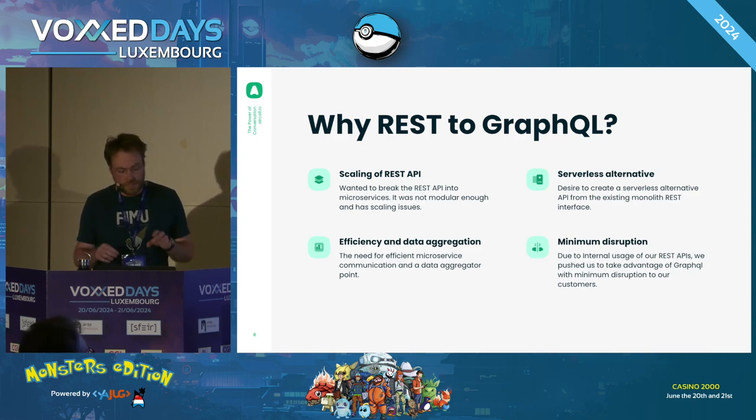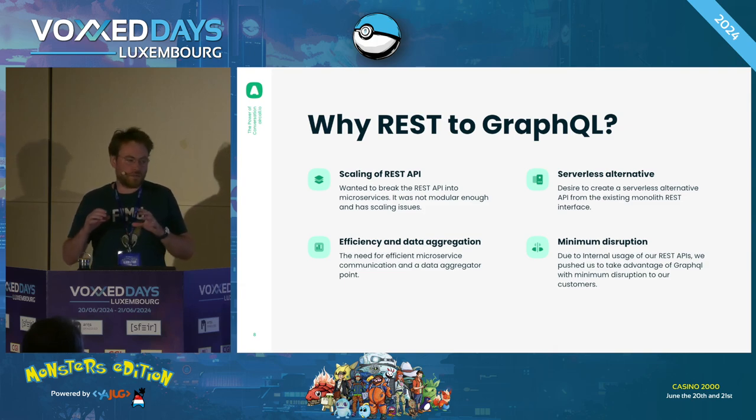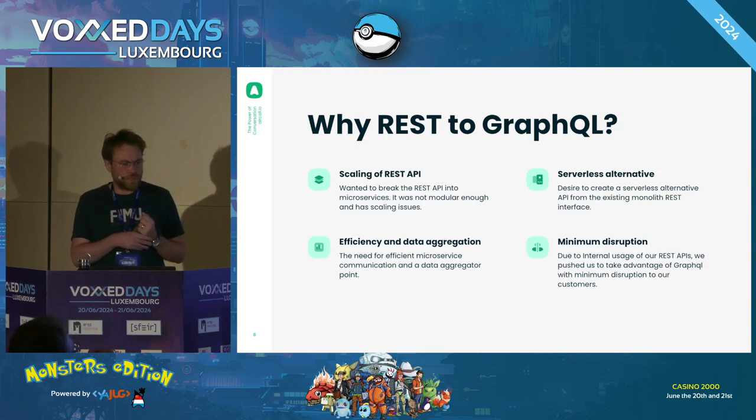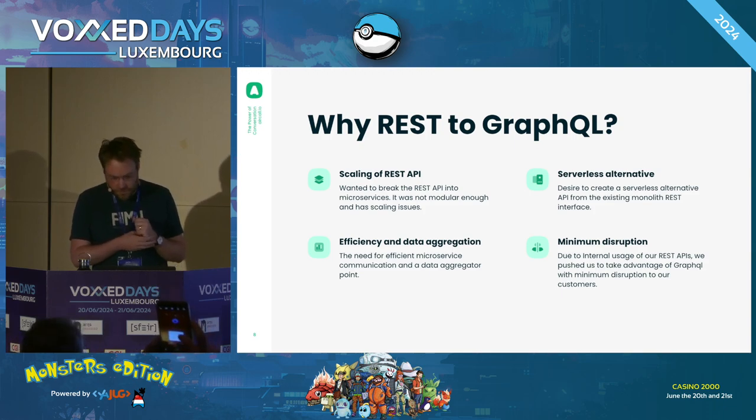Also, we wanted an efficient data aggregation, so all the front ends know what we get, because our REST API lacks a bit of documentation and stuff like that. There were some issues at the beginning. When you start as a startup and grow from a few persons to now more than 200 persons in the tech, you lose some stuff along the way.